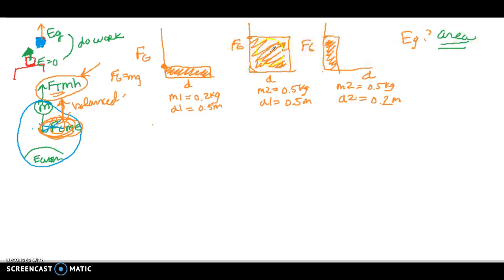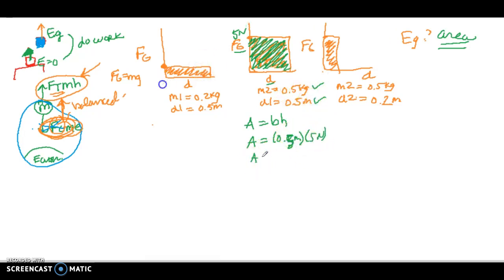Okay, so by looking at these areas, I can see clearly that this middle one stores the most energy because it has a big mass and a big distance, which is going to give it a big Fg and a big distance and a lot of area. Okay, so when I calculate this, this is a box again, base times height. Okay, so my base is going to be 0.5 meters. Okay, and then my Fg, if it's 0.5 kilograms, is going to be 5 newtons.